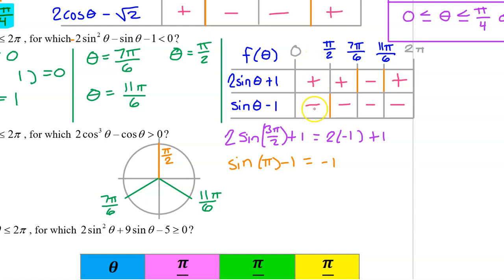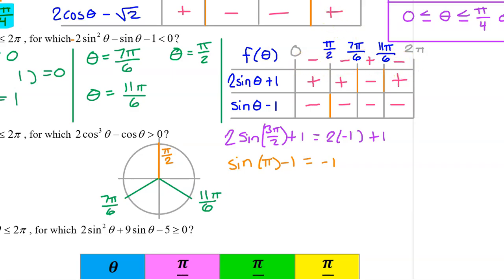A positive times a negative is a negative, so f of theta will be negative in this interval, and this interval. A negative times a negative is a positive, so f of theta will be positive in this interval. We are looking for where f of theta is less than 0. So the solutions will be in the intervals where we have the negatives.